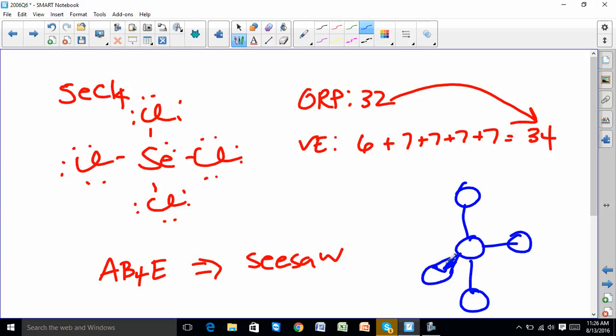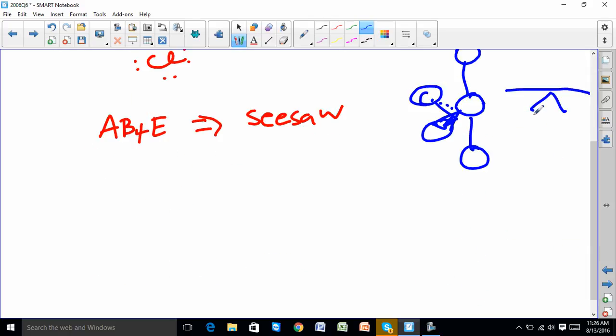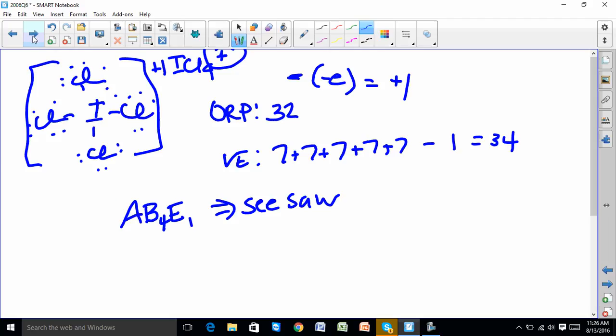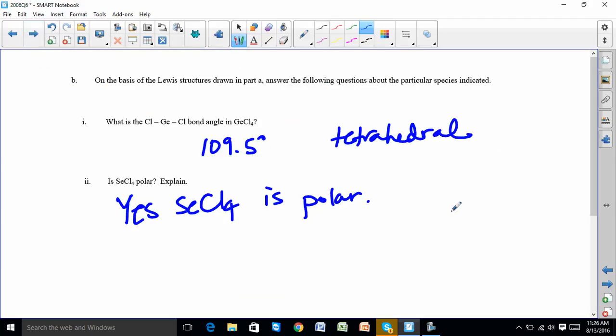And then when you erase this one right here, there is your seesaw. Here's your fulcrum. If you turn it on its side, there's the fulcrum, and then there's the seesaw. If you turn this on the side, that's where the seesaw name comes from. But you have 4 polar covalent bonds asymmetrically arranged. So yes, SeCl4 is polar. And then it says, explain.